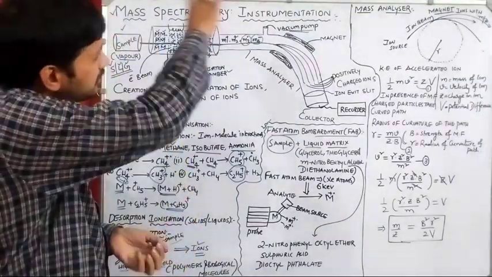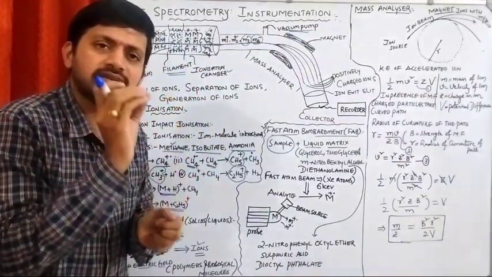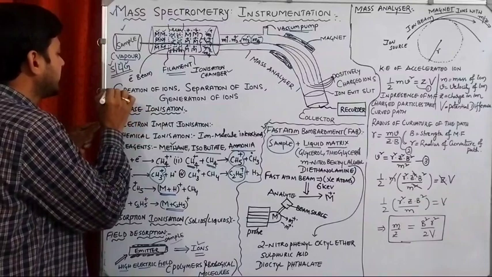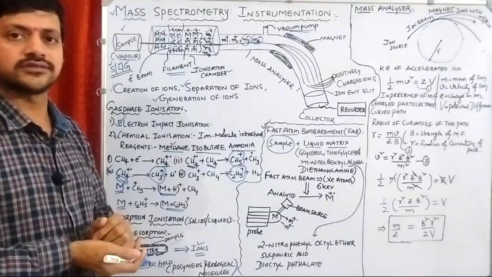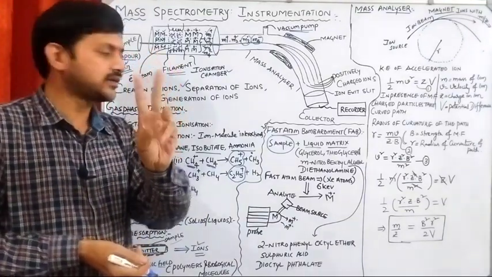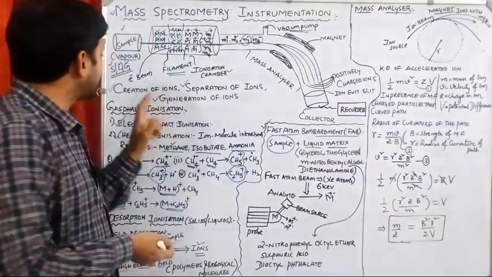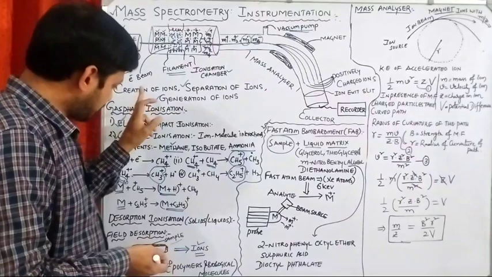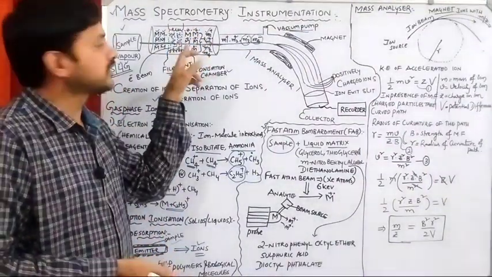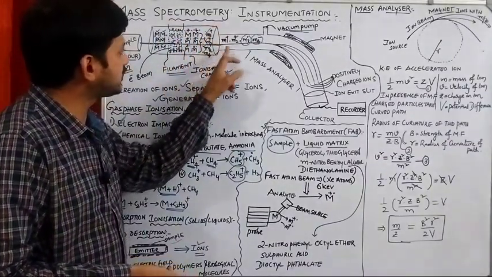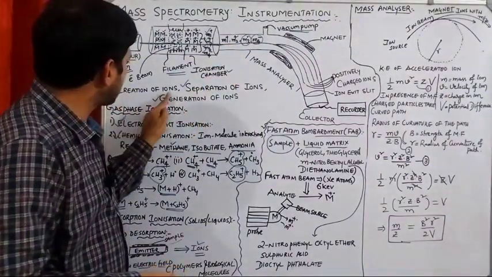Okay. So if you see the instrumentation of the particular mass spectrometry, we can have three lines. What is the first one? Creation of ions, separation of ions, generation of ions. Just remember three lines. Creation of ions means what? By using all the ionization techniques, what we are creating? Molecular ions, or not? The molecular ions are subjected to cleavages. What we are creating? Fragment ions, or not? So this is the creation of ions.